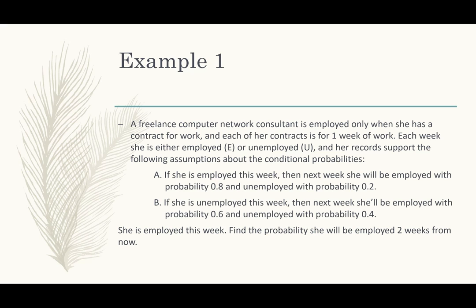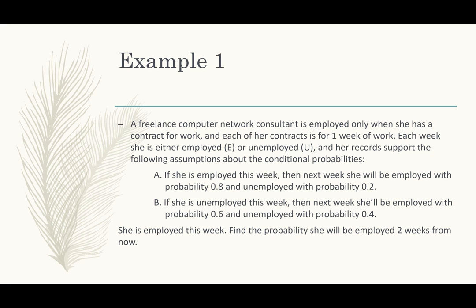Her record supports the following assumptions about the conditional probabilities. If she is employed this week, the next week she will be employed with the probability of 0.8 and unemployed with the probability of 0.2. Again, she's only contracted for a week, so there's no guarantee that she'll have a job next week. But because she is under contract this week, her probability is a little higher that she'll find another contract next week, if that makes sense.